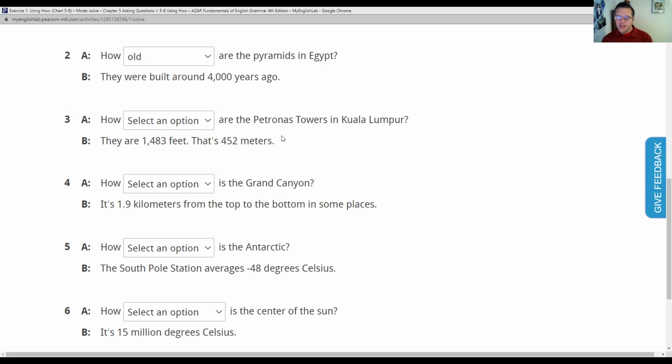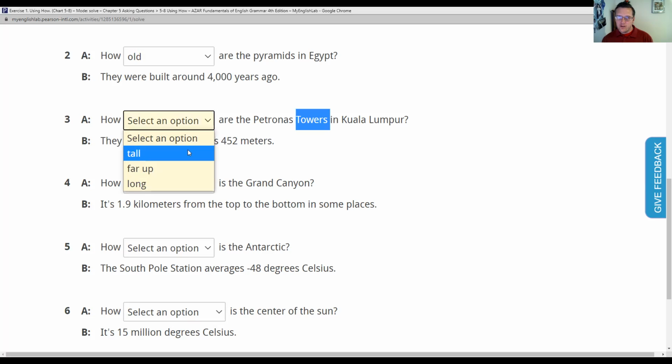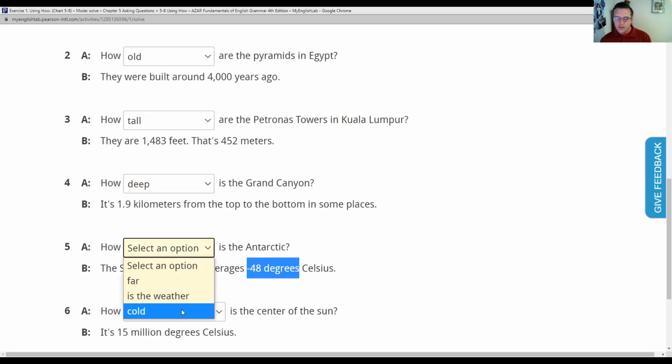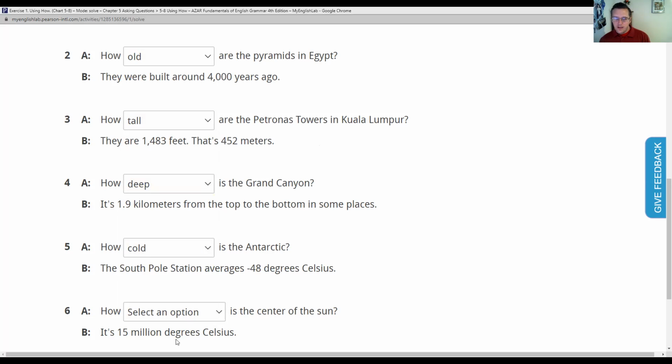1,483 feet. The towers are tall. Grand Canyon. It's 1.9 kilometers from the top to the bottom. We're talking about depth there. So how deep is the Grand Canyon? The Antarctic, negative 48 degrees. That's very cold. How cold is the Antarctic? And then here we have the sun, 15 million degrees. That's very hot. How hot is the sun? Okay, you got them all right? I know you did.